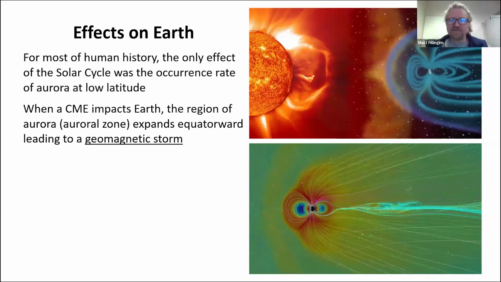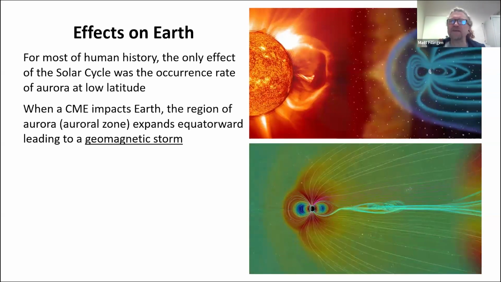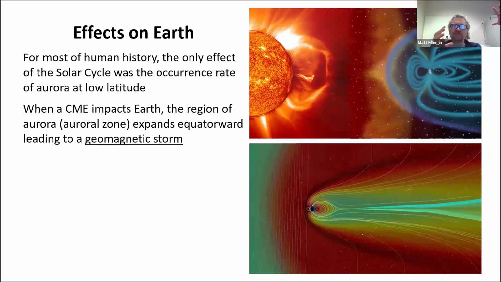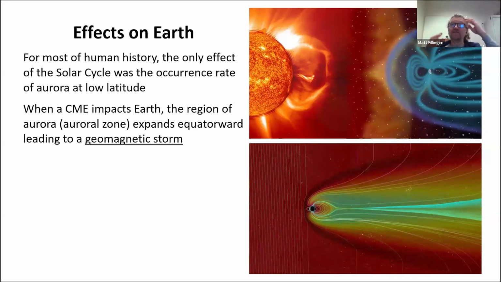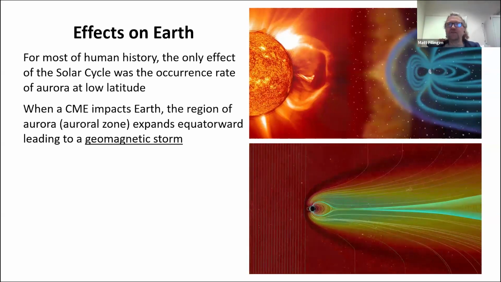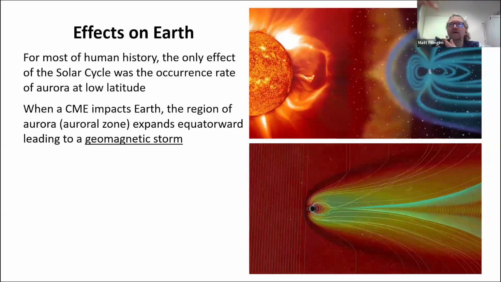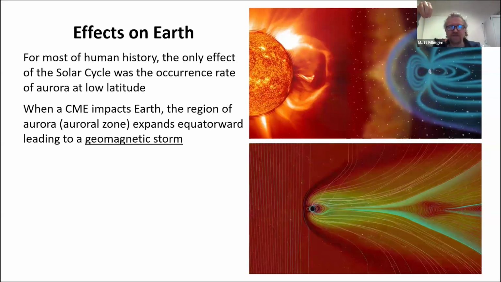Okay, and so how does that work? Well, basically, it has to do with how this coronal mass ejection interacts with Earth's magnetic field. The aurora usually occur on Earth more or less near the North and South Pole, and that's due to the configuration of Earth's magnetic field.